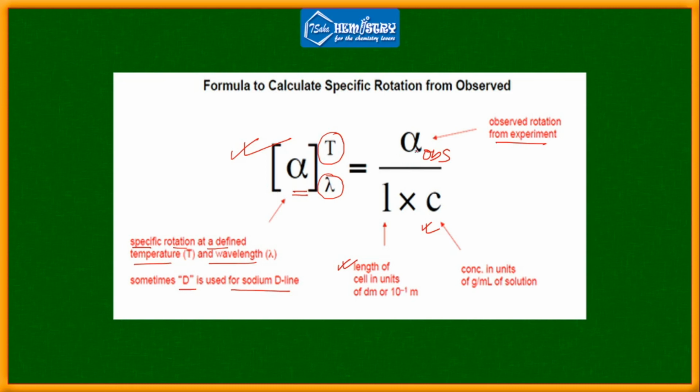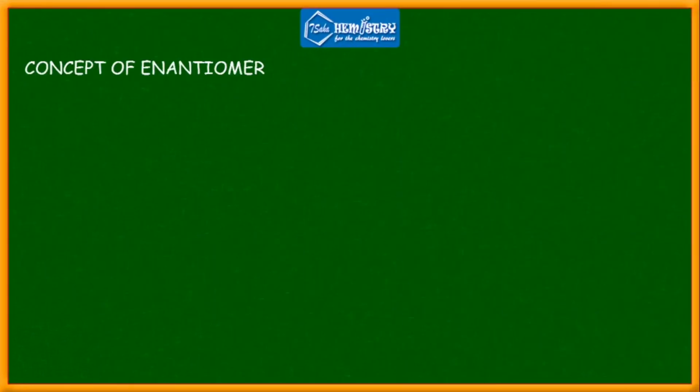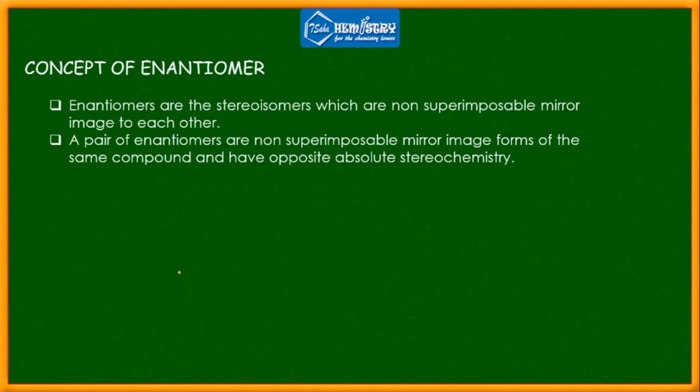Now the thing is, what do you mean by enantiomer? In the next slide I am going to show you what is enantiomer. So the concept of enantiomer. First we see the definition, then we see the examples. So this is the definition of enantiomer.